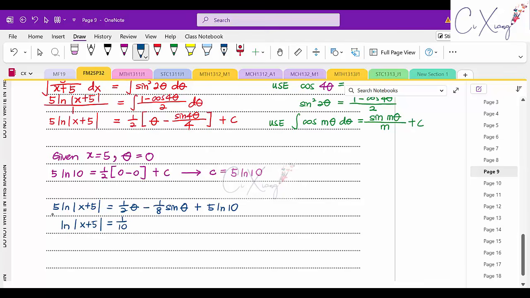So you're having 1 over 10, then 1 over 40. I think I made a careless mistake here, right? This one should be 4 theta, right? Okay, so I'm having sine 4 theta here. Divided by 5, you're having ln 10. And then when I want to group all the equation, it will be easier if I group all the same pattern together. So I'm having ln (x plus 5) and also ln 10. So what I do here is I bring it over, become ln (x plus 5) minus ln 10.